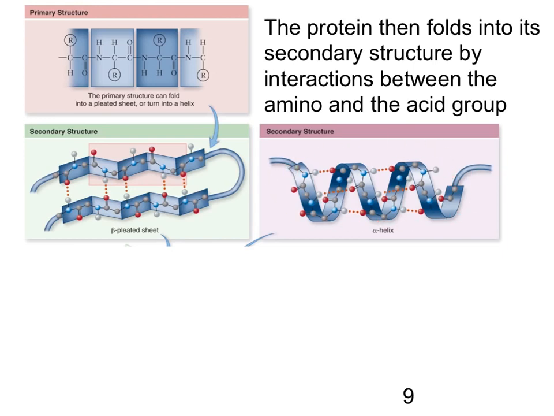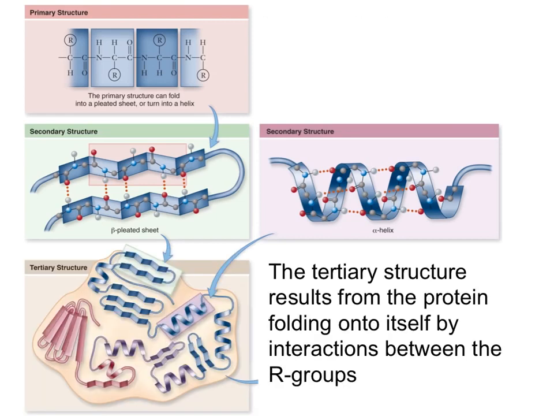So these are the 2 main secondary structures that proteins form, and these secondary structures are formed by interactions between the amino group of one amino acid and the acid group of another one, forming hydrogen bonds. So hydrogen bonds are what is holding together this secondary structure of a protein. And then after the secondary structure is folded, the most complex form of the protein folding is the tertiary structure. So this is what happens next.